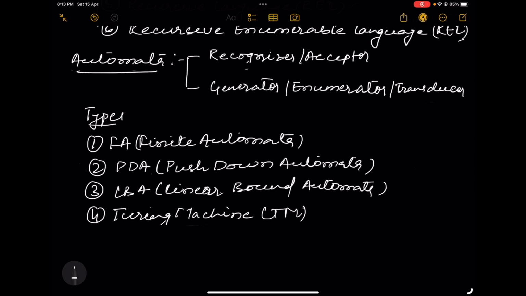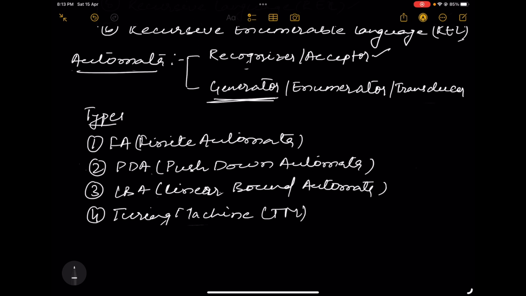On the basis of that, we have divided automata into 2 different categories: a recognizer or an acceptor, and a generator. A generator is also called an enumerator, or a transducer, because we are transducing the output on the basis of the input we are providing.